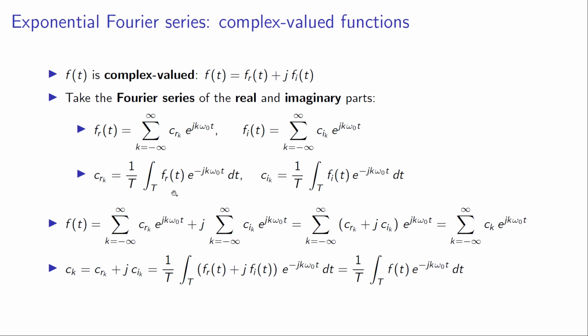What we can do is plug in those expressions over here and use distributivity, right? And then you obtain this expression. This is the real part of f of t plus j times the imaginary part of f of t. So here we obtain our complex valued function f of t, and again we recover the formula that we had obtained for real valued exponential Fourier series.